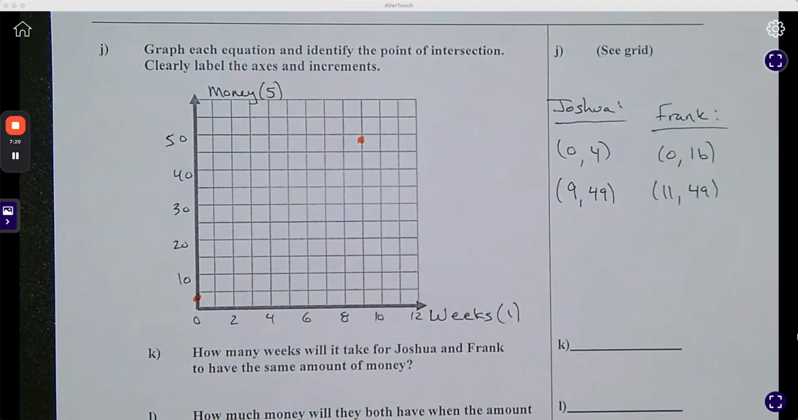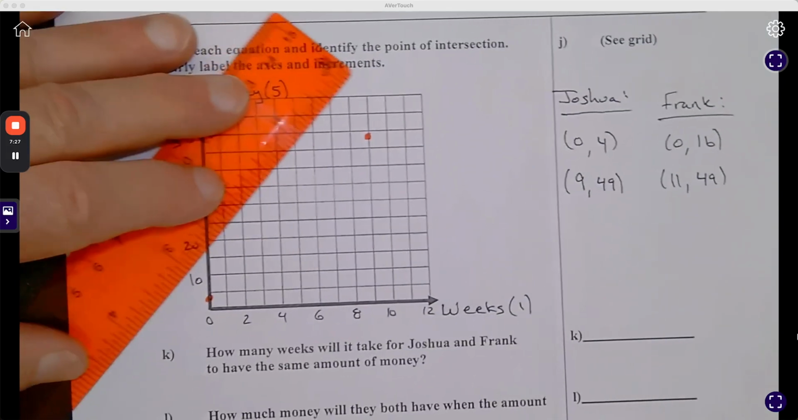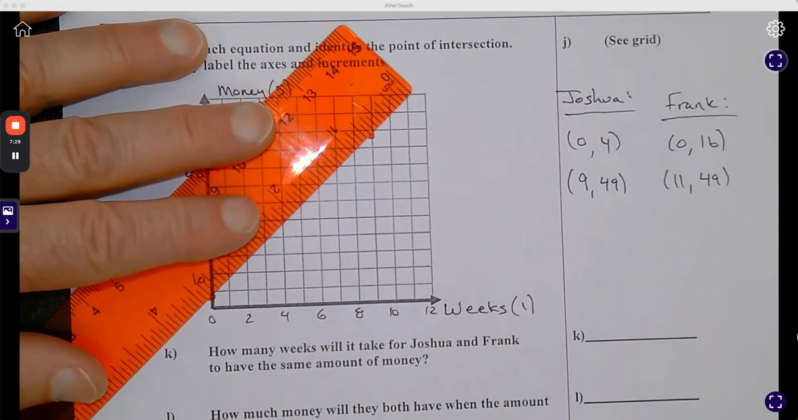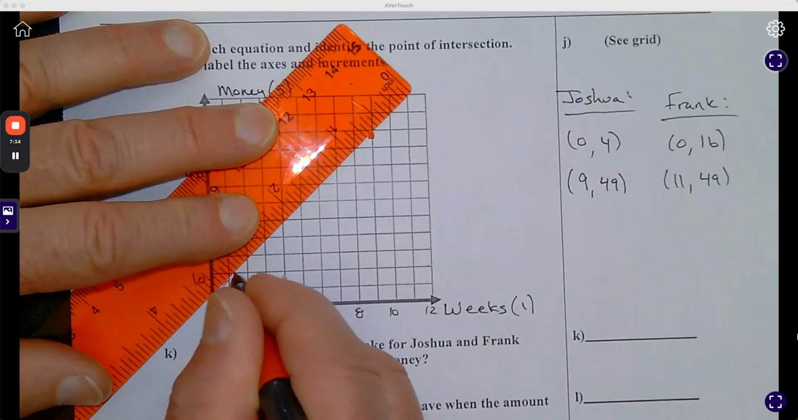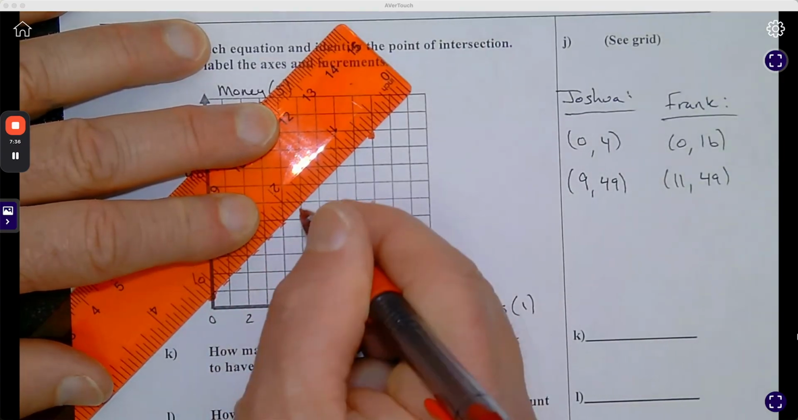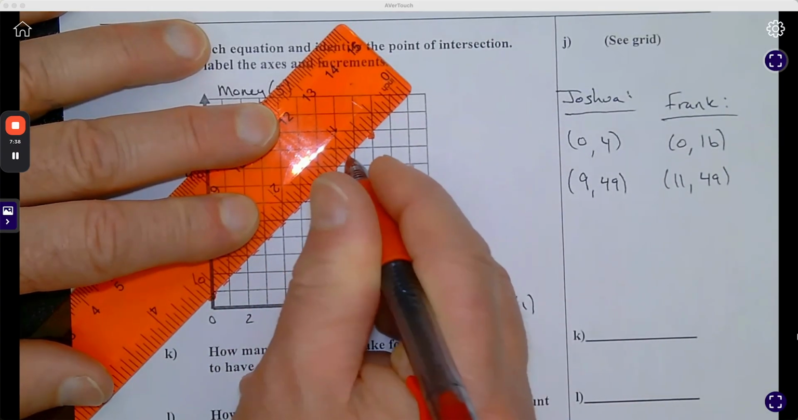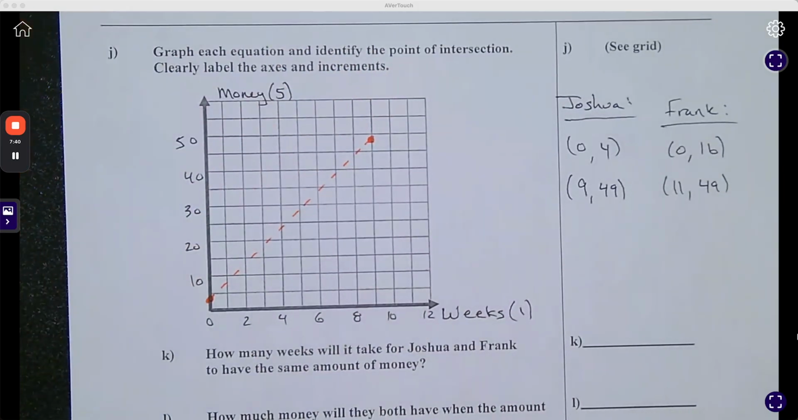Is this continuous or non-continuous? Yes, that's correct. It's non-continuous because they just put money in once a week. So every week they're putting money in. They're not continuously putting money in. So I'm going to show that it's non-continuous by giving a dashed line.